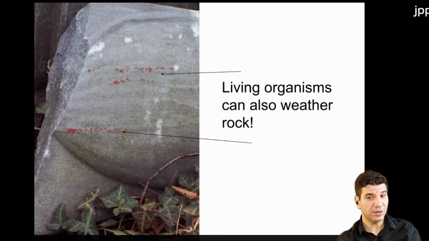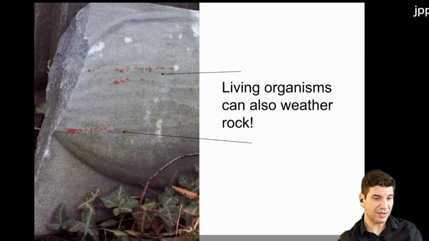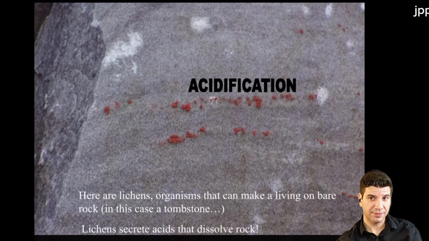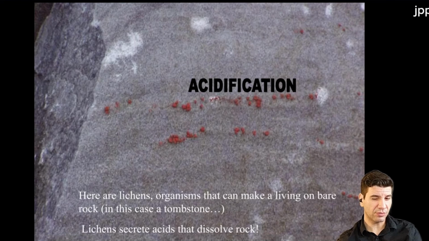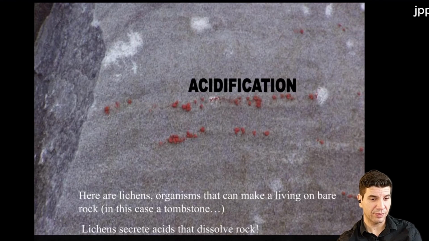There's also living organisms that can break down rock. So these little guys are known as lichen. Lichen are small, simple, usually single and multicelled organisms that can live on bare rock. They spray out an acid, they dissolve the rock, and then they eat the minerals that they pull out of the rocks that way.